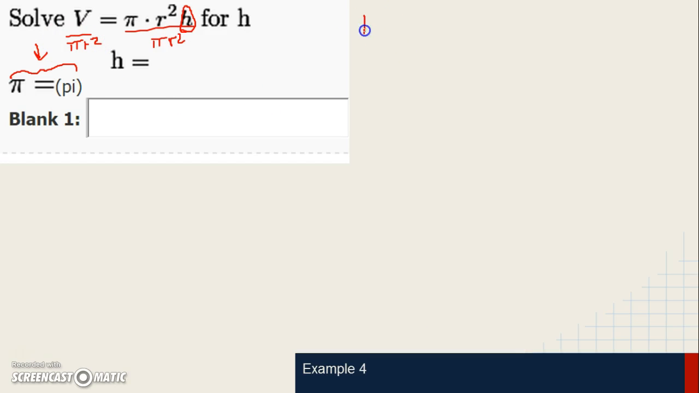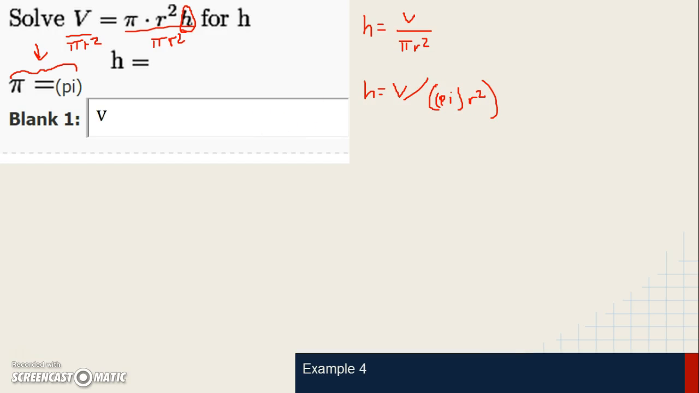So we have h equals v divided by pi r squared. When I type that in, h equals v divided by parentheses pi r squared. And again, I have the parentheses around the denominator telling us that these are both being multiplied together. Don't divide v by pi first. Multiply pi times r squared, and then do the division of v divided by pi r squared. The parentheses help with the order of operations when we type it in.